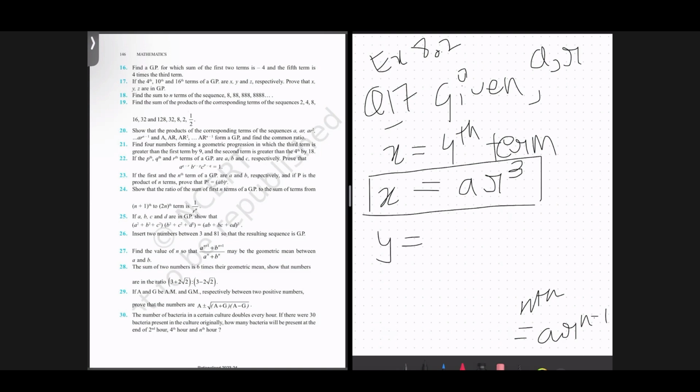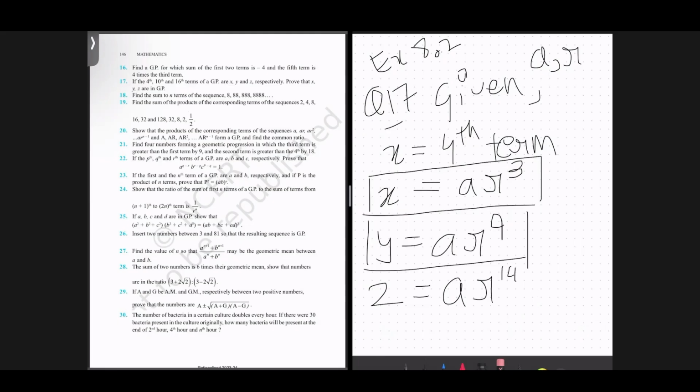Similarly, Y has been told to us as the 10th term of the GP. Going by the formula that we just understood, the nth term of the GP is A R raised to the power n minus 1. The 10th term can be denoted by A R raised to the power 10 minus 1, and that is going to be 9, right? Similarly, Z is the 16th term of this GP, so plugging in the values of n in the formula, we get Z equal to A R raised to the power 16 minus 1, and that is going to be 15, right?